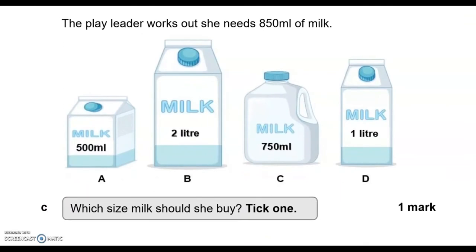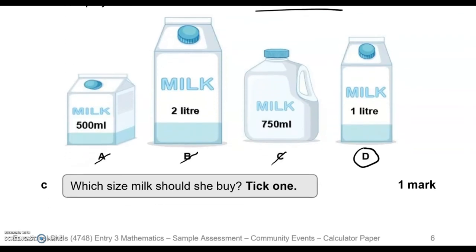The play leader works out she needs 850 milliliters of milk. Which size milk should she buy? Tick 1. So 850. 500 is too little. 2 liters is too much because 850 is less than 1 liter. 750 is not enough. 1 liter is the right amount.